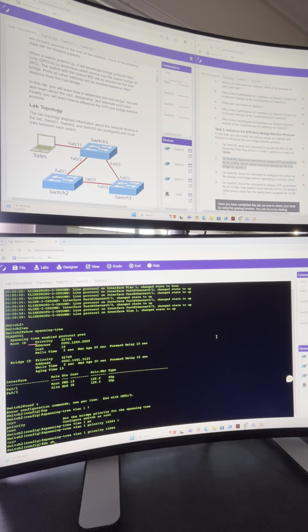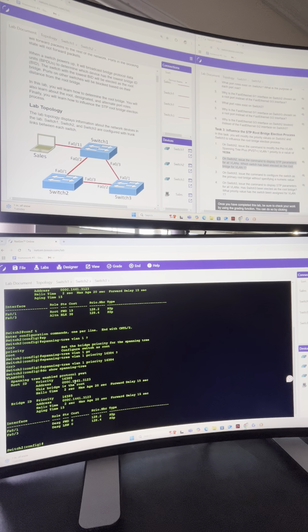So if I do a do show spanning-tree, we can see that now switch 2 is the root bridge from this output. And we can see that its priority is 16,385. We can see its MAC address right here. And all of the information in the root ID matches the bridge ID on switch 2, and that is because it is the root bridge. As we can see, the roles on each port on the root bridge, which is switch 2, are designated. So yes, that looks good.